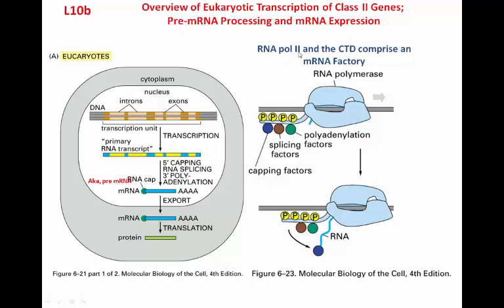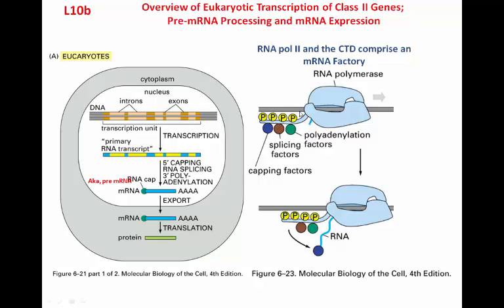So RNA polymerase II and the C-terminal domain comprise an mRNA factory. This is RNA polymerase, and we've talked earlier about the C-terminal domain, which can be phosphorylated, and one of the factors that phosphorylates it is transcription factor H. Upon phosphorylation, this recruits various proteins. We have a protein complex that has to do with capping, a protein complex that's related to splicing, and a protein complex that's related to adding the poly-A's onto the pre-mRNA.